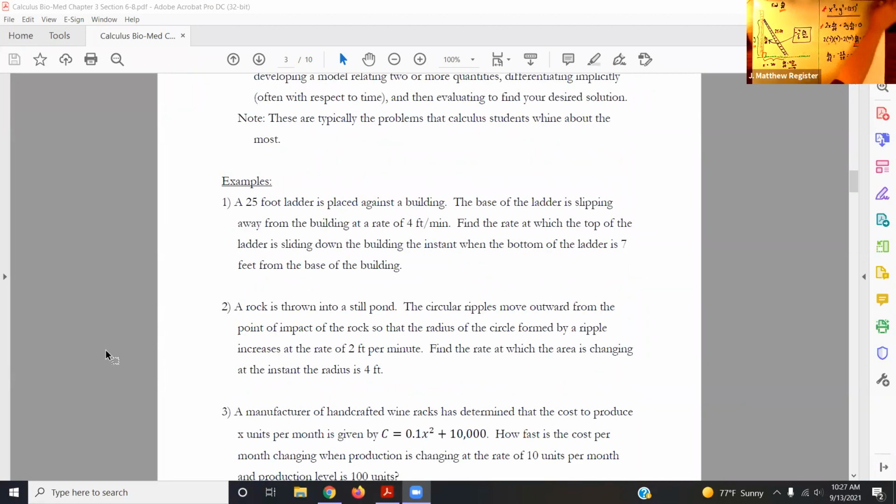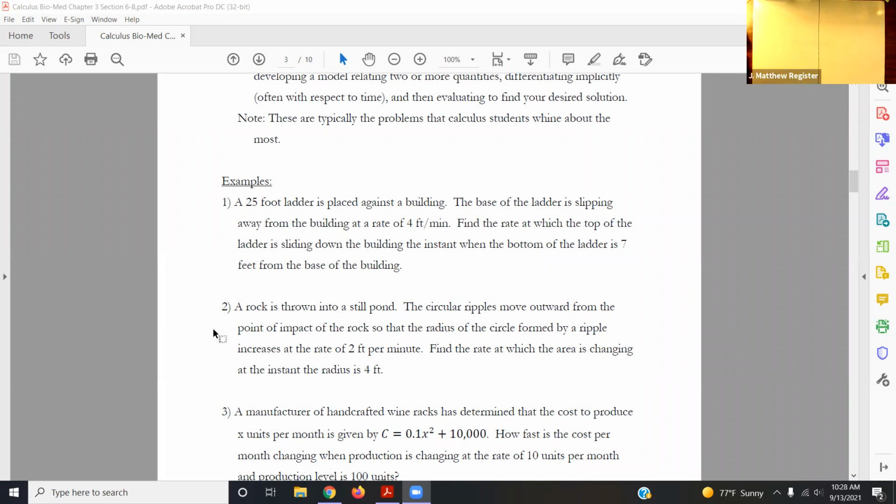And so for this next one, we'll do the rock thrown into a still pond. And I seem to recall this is a pond of molasses because the units I put on there are ridiculous. And so a rock is thrown into a still pond. The circular ripples move outward from the point of impact of the rock so that the radius of the circle formed by a ripple increases at the rate of 2 feet per minute. And again, 2 feet per minute, that's where we're talking about molasses and not water. Find the rate at which the area is changing at the instant the radius is 4 feet.